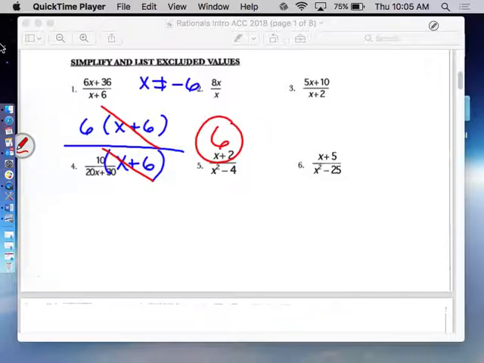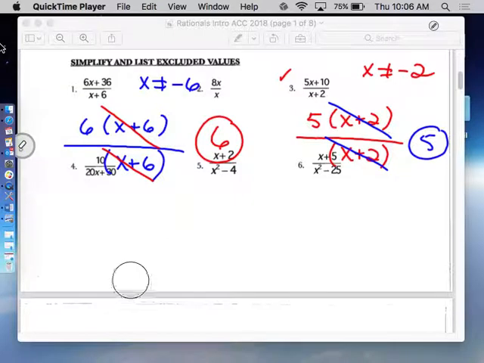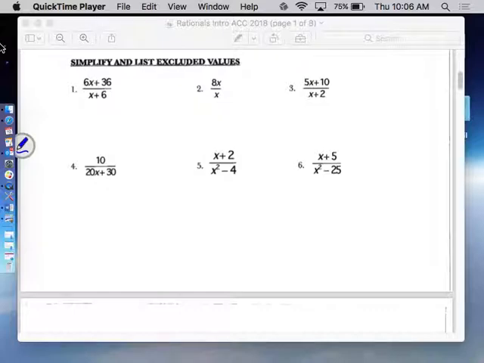Looking at a problem like number 3, my excluded value, x is not allowed to equal -2, and then GCF in the numerator. I've got 5 times the binomial x plus 2. The denominator is the binomial x plus 2, so that leaves the problem, and my simplified answer becomes +5. This can be one of the most confusing topics for Algebra 1 students until they understand what's happening.